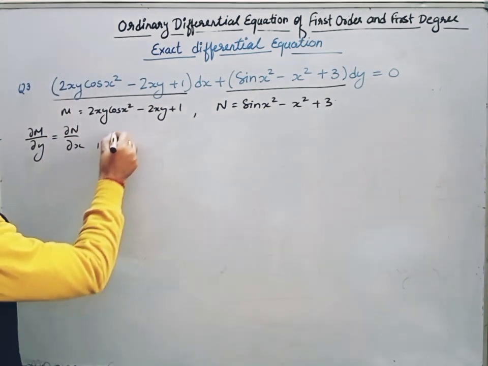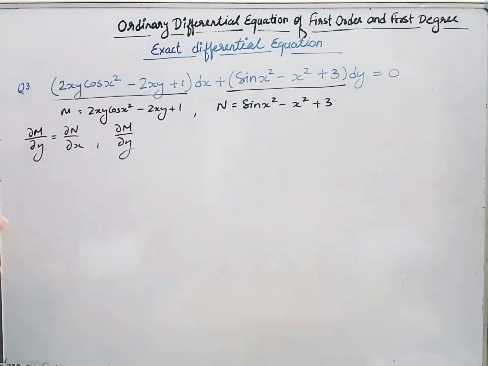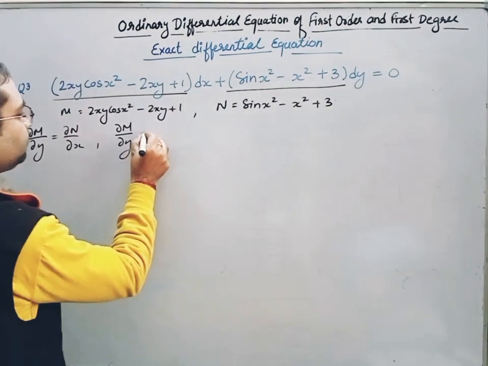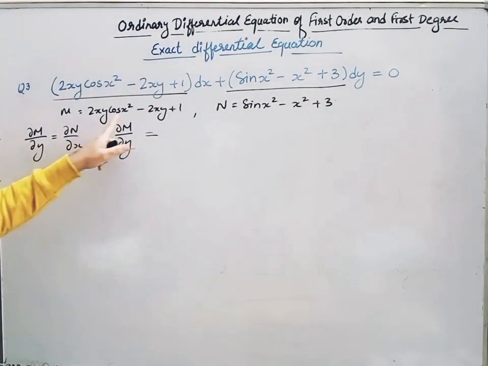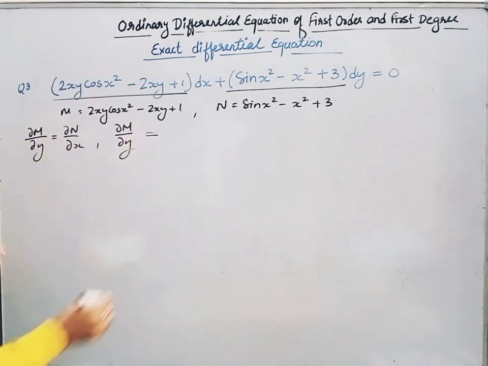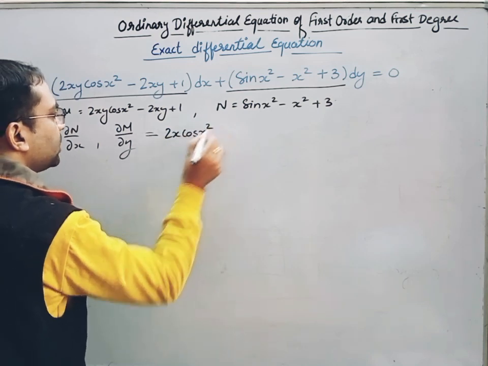For that we'll first find del m upon del y, which means we have to partially differentiate this equation with respect to y. Let's do it. In the first term we have only y to the power 1, so this will be 1. So 2x cos of x square will remain. So this is 2x cos of x square.